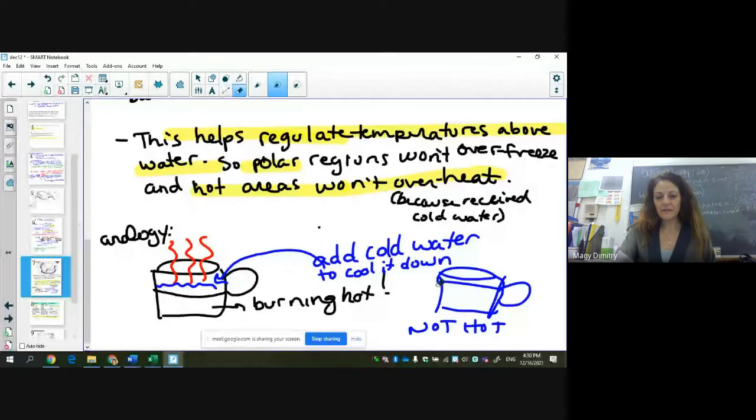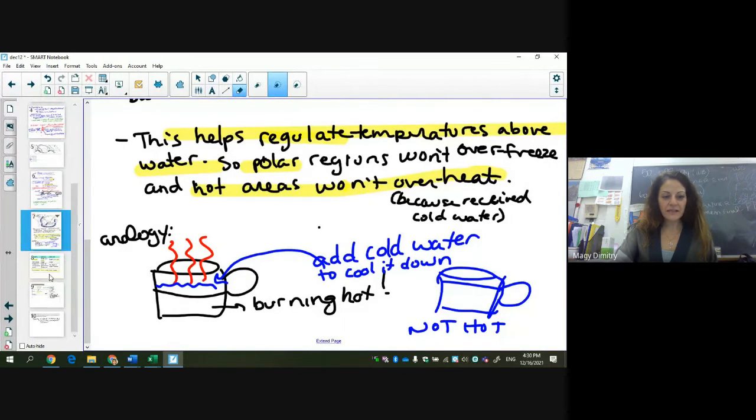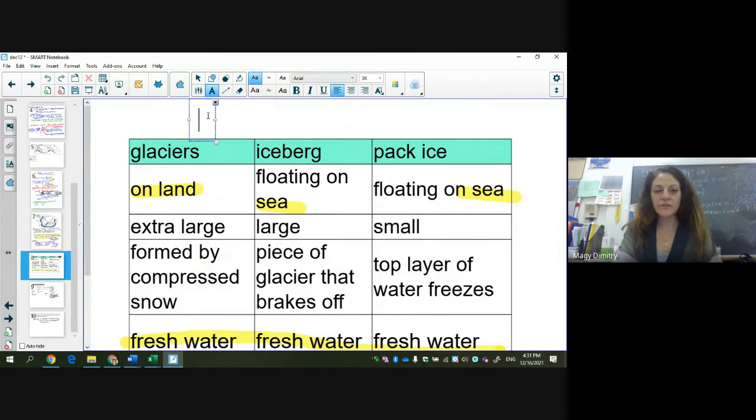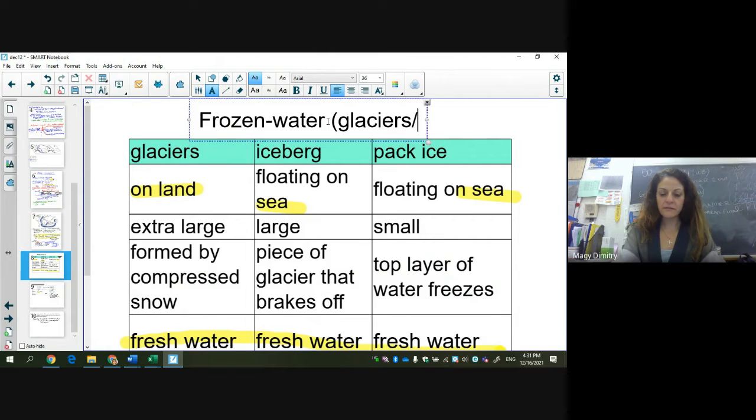Now back to what we were talking about here. And the last part for today is regarding glaciers, icebergs, and pack ice. So still about the hydrosphere, because this frozen water is unfortunately melting. I'll give you a minute to write this down if you wish. Glaciers, pack ice, or ice floe.